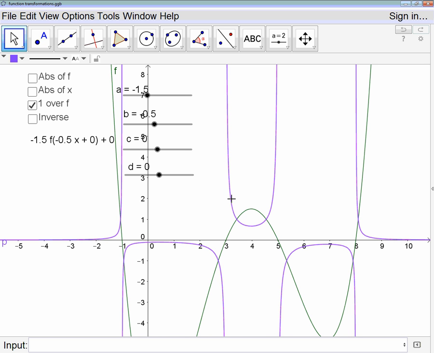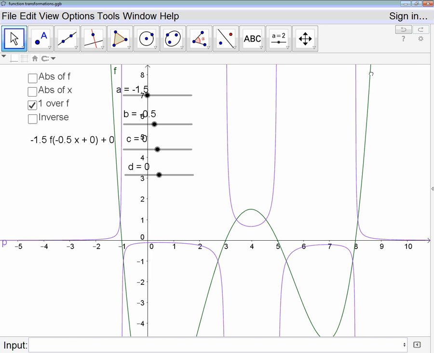Now, let's point out some other features in here, too. When you go farther away, if I put 1 over a big number, the result is a small number. So whenever the green function gets big, the reciprocal gets small, right?